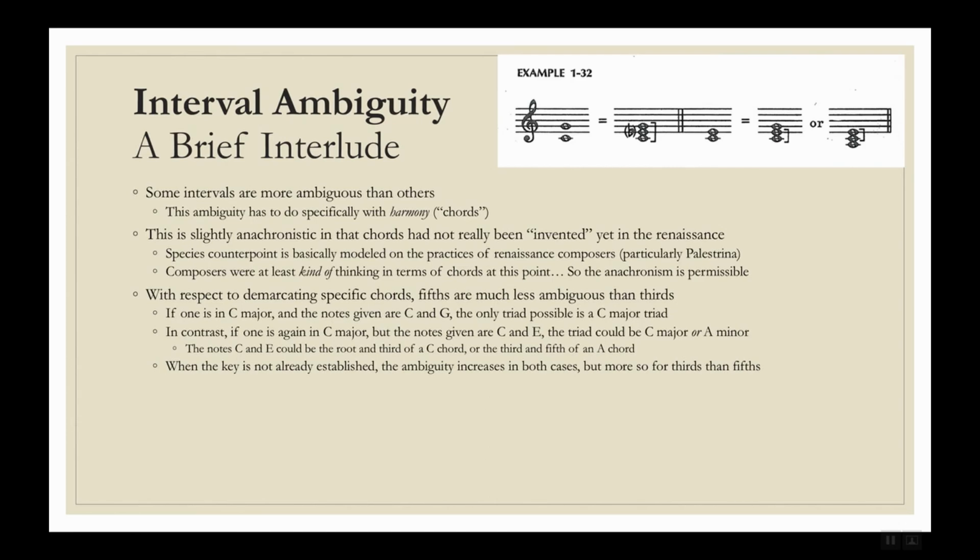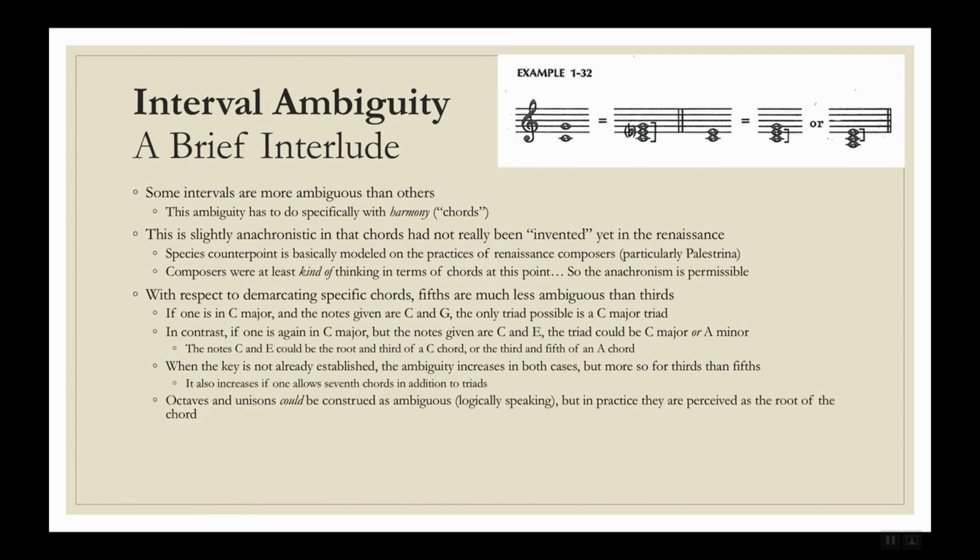Alternatively, if I said F sharp and C sharp, there's not that many things it could be. It could be an F sharp major chord, F sharp minor. It could be the third and seventh of a D major seventh chord, or the third and seventh of a D sharp minor seventh. But that's it. So basically, thirds are always a bit more ambiguous than fifths. And I could ask you then, what do you think about sixths? Well, sixths are going to be just like thirds, and fifths and fourths are going to be similar. And then octaves and unisons, according to that logic, would be even more ambiguous.